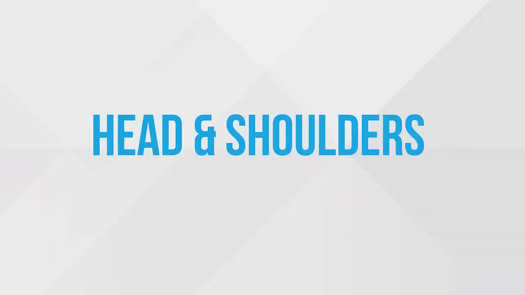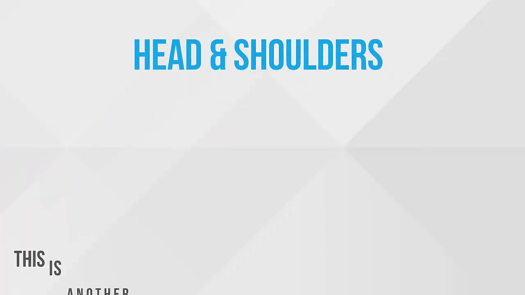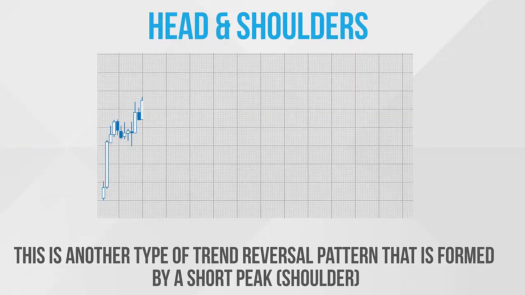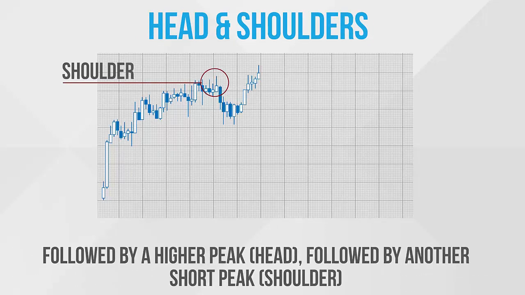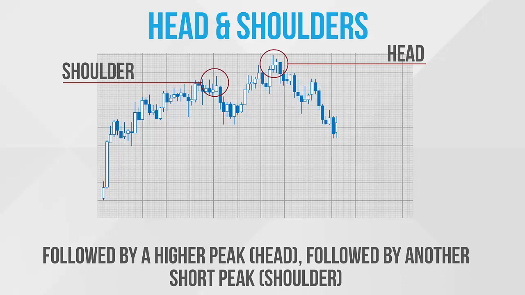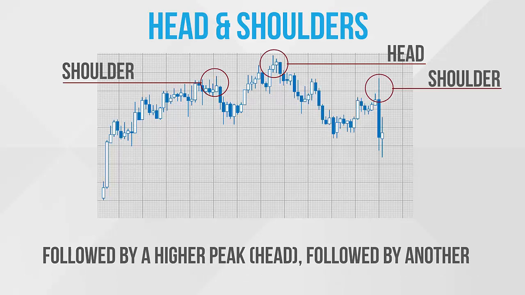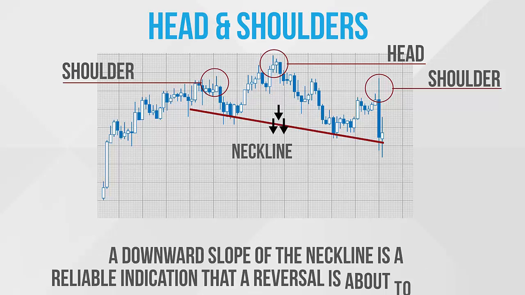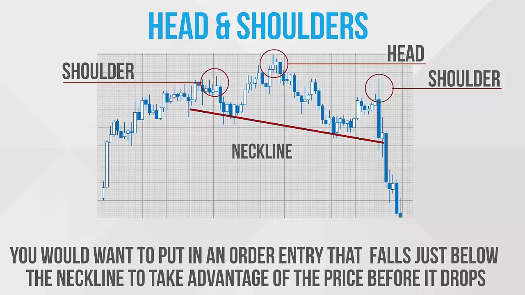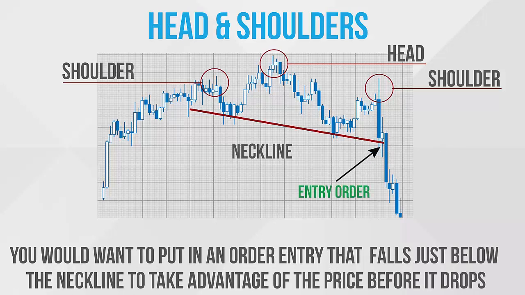Head and shoulders. This is another type of trend reversal pattern that is formed by a short peak, shoulder, followed by a higher peak, head, followed by another short peak, shoulder. You can draw a line between the lowest 2 points that is referred to as the neckline. A downward slope of the neckline is a reliable indication that a reversal is about to occur. You would want to put in an order entry that falls just below the neckline to take advantage of the price before it drops.